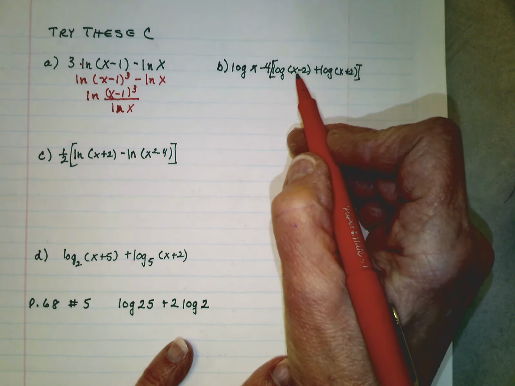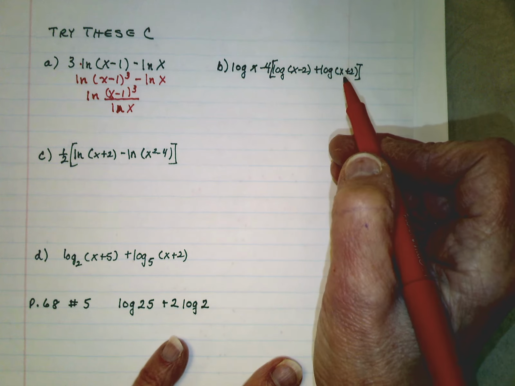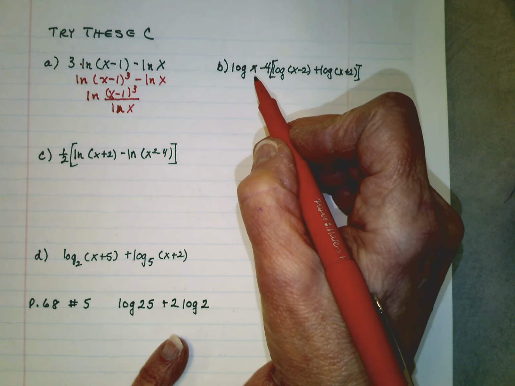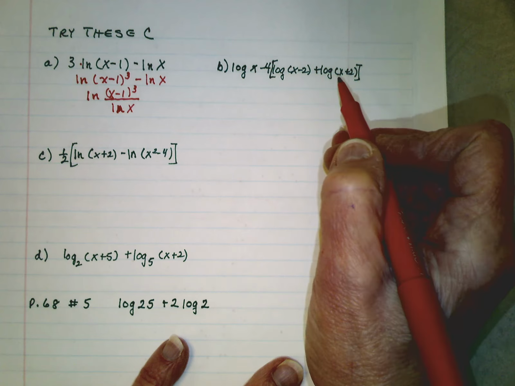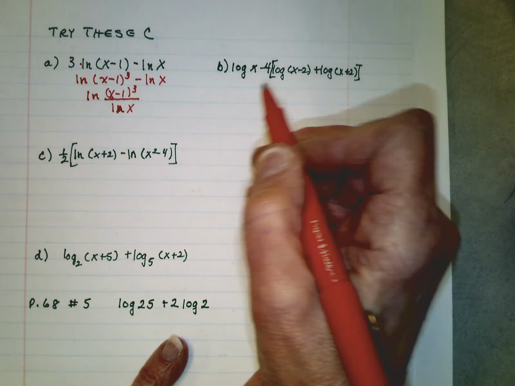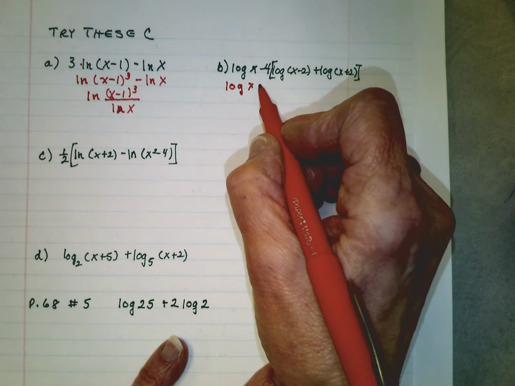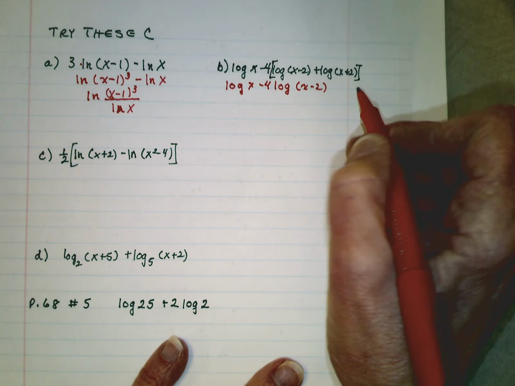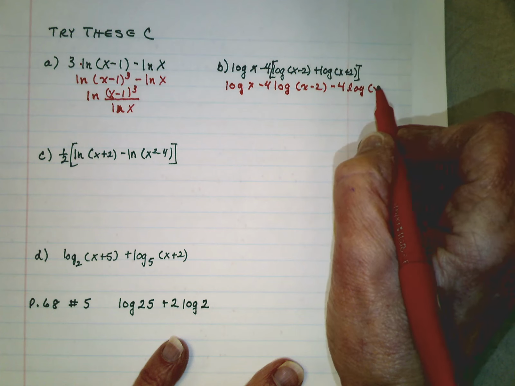This one's not the same. It will be eventually, but not right now. Right now we have log x minus 4 times this entire sum. So we can distribute this. We can make this log x minus 4 log x minus 2 minus 4 log x plus 2. Oh my.